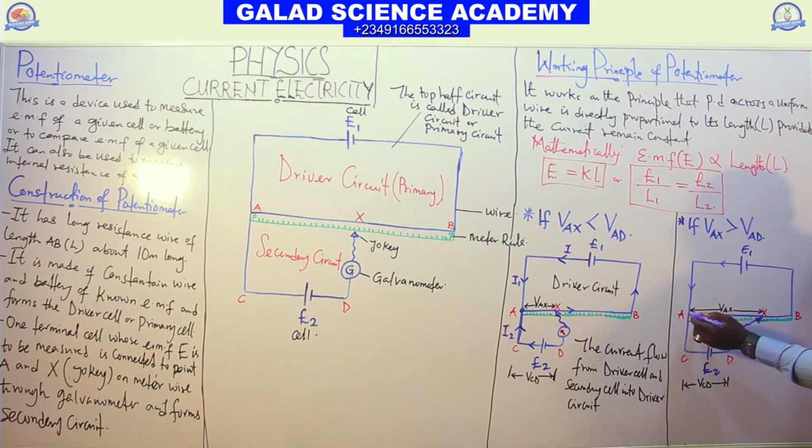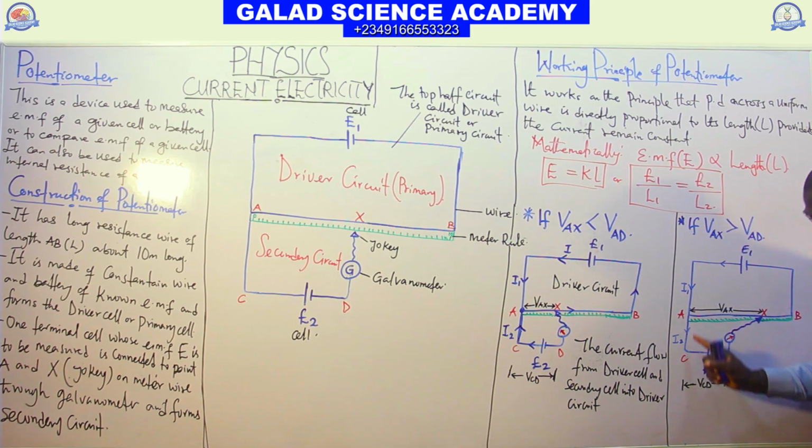But here, if you connect it in this form, your current here will now move, instead of going to the uniform wire, no. It will go to the secondary circuit, so to have I2. So the current will not pass through this junction. It will go to the secondary circuit. On getting to the secondary circuit here, it will now go back to the driver circuit through the galvanometer.